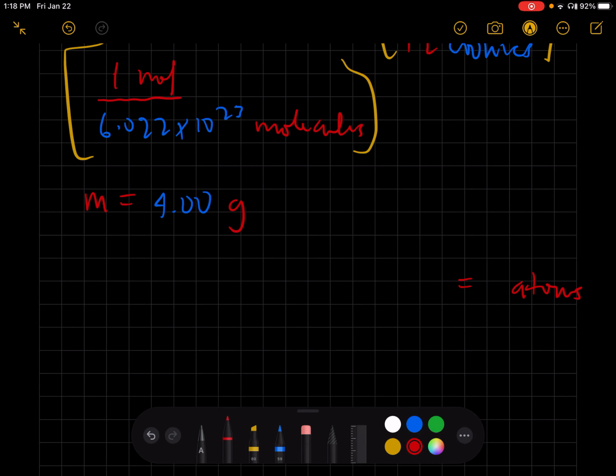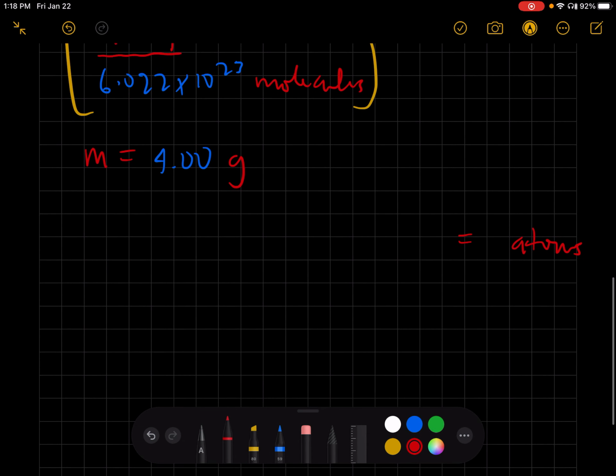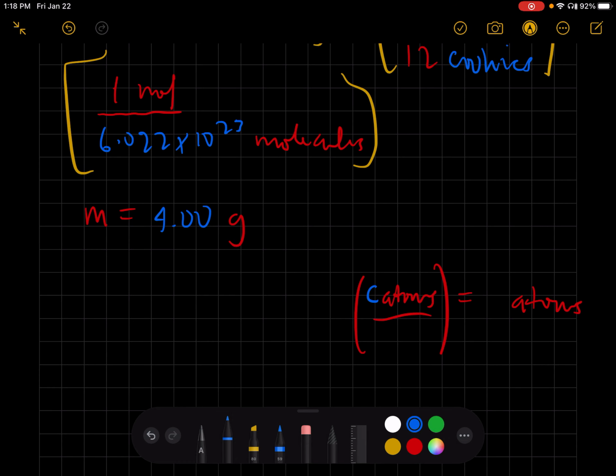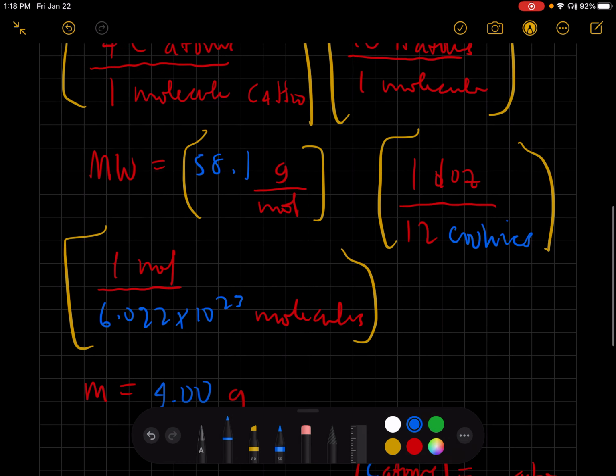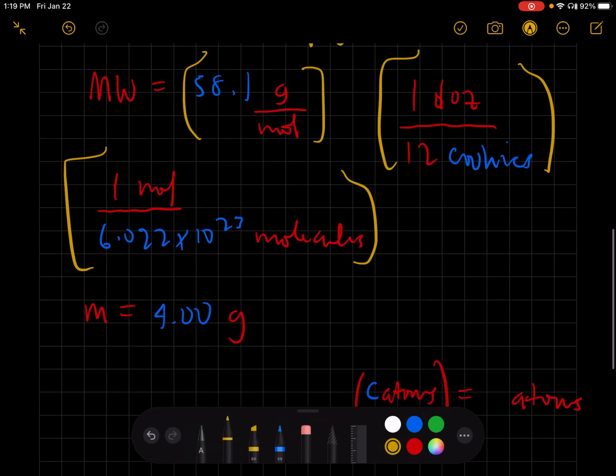Now, if I'm working out some problem and the answer is going to be in atoms, I got to take all my ratios up here, and I got to have atoms in the top, right? Because this is the numerator, right? So this is atoms, and the question was how many carbon atoms, all right? So this is going to be carbon atoms. And so I got to look up here and see what ratio has got carbon atoms in it. And I see, aha, there it is right there. There's my ratio with carbon atoms in it. You see it? 4 carbon atoms per 1 molecule of butane.